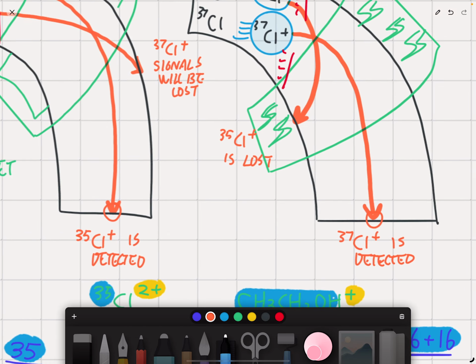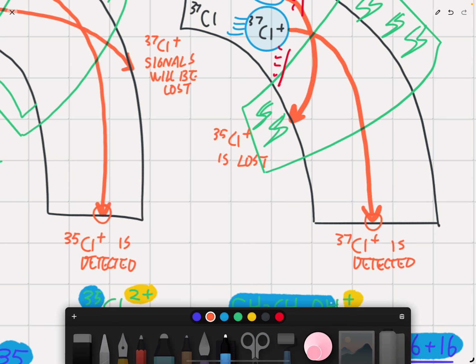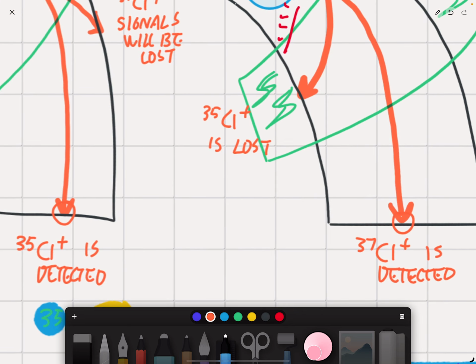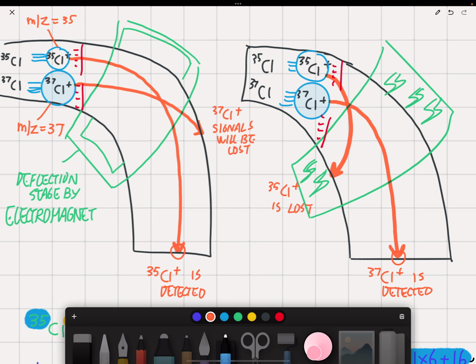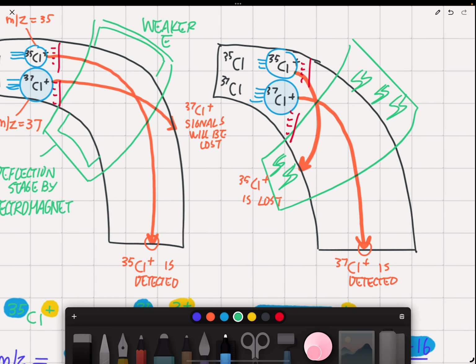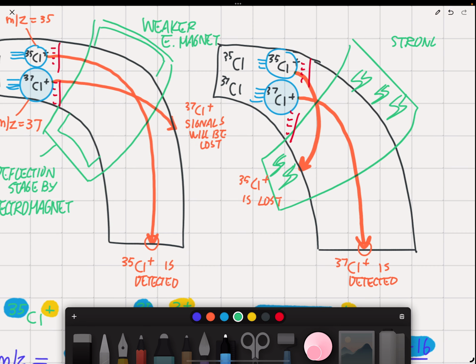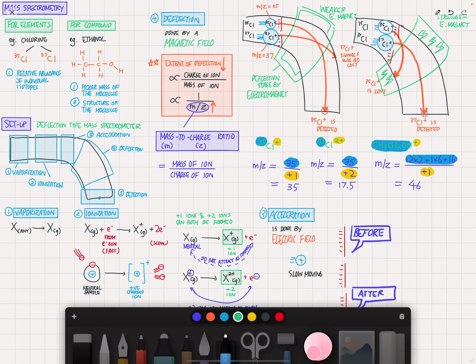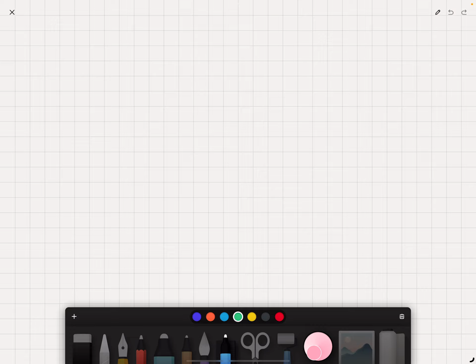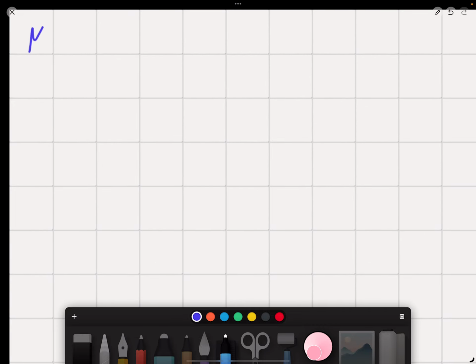And by measuring the amount of samples that hit the detector when we use a weaker electromagnet and a stronger electromagnet on the right, we can have all the ions coming from different isotopes hitting the detector at the end. So from that, we can create what we call a mass spectrum. The mass spectrum for elements and compounds will be different.